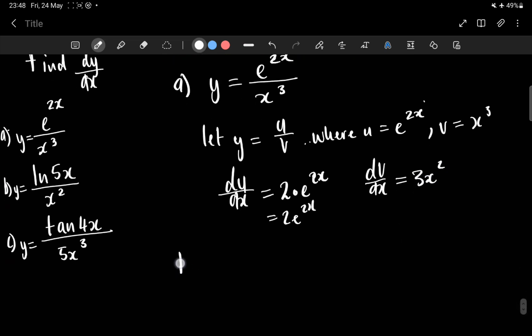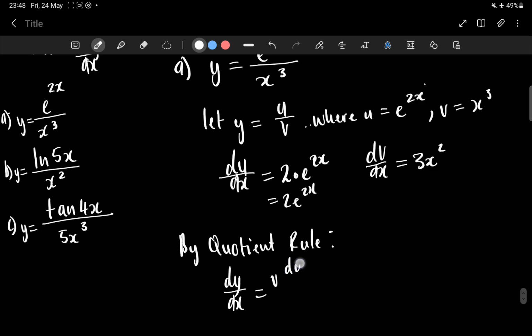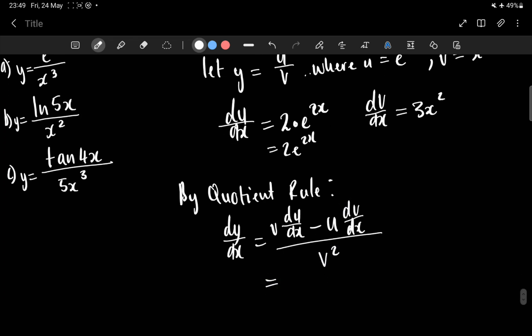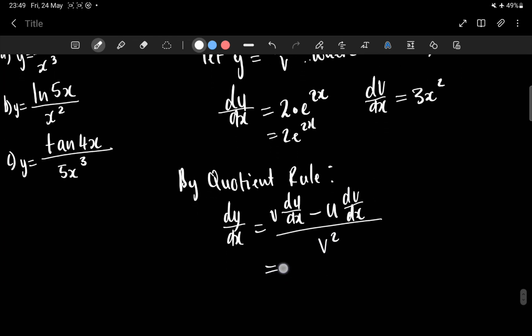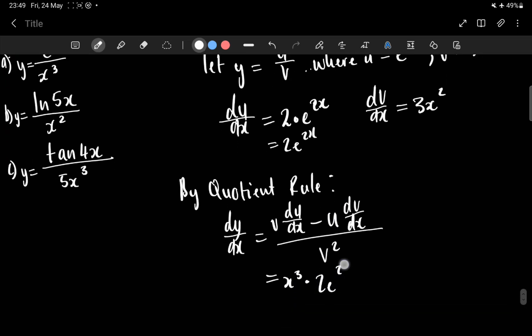So now I can say by quotient rule that dy dx will be equal to low, which is v, d high, minus, don't ever confuse it, it's low d high minus high d low, all over square the bottom. So it'll be v squared. What is my v? x cubed. So it'll be x cubed times, what is my du dx? 2e to the 2x.